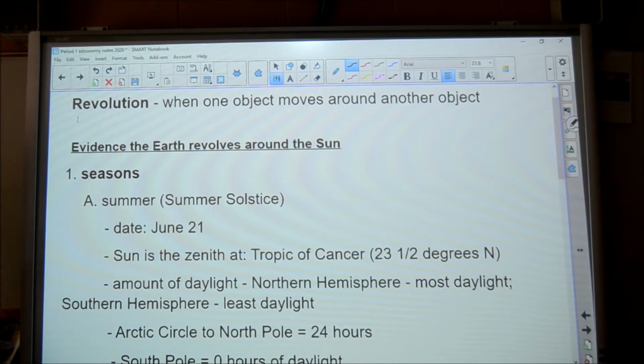The sun is at zenith. Remember, zenith is whatever is directly above. The sun is at zenith at 23.5 degrees north latitude, also known as the Tropic of Cancer. You guys have this Tropic of Cancer labeled on your Earth Science reference table on your map. If I'm looking at the Arctic Circle to the North Pole, this is the day that you have 24 hours of daylight. They never get darkness. South Pole, totally dark on June 21st.